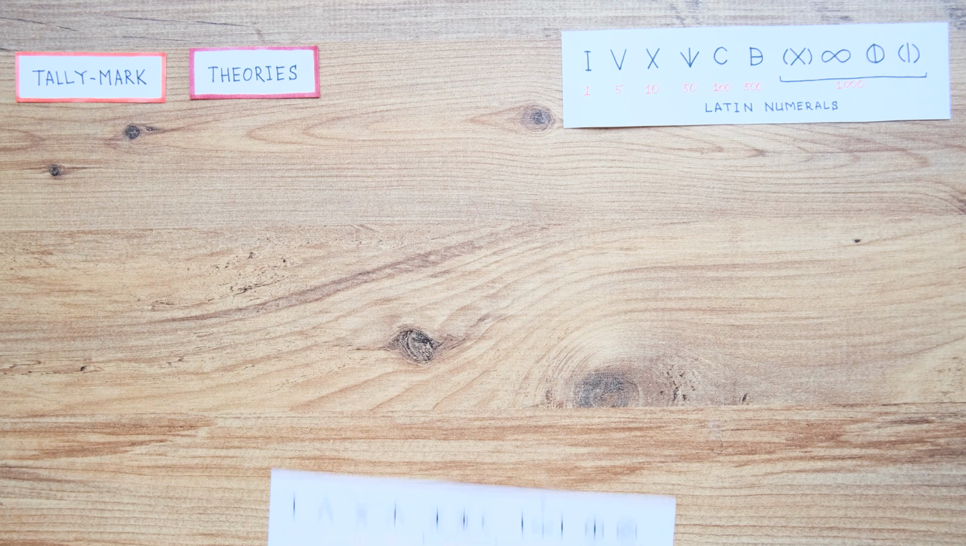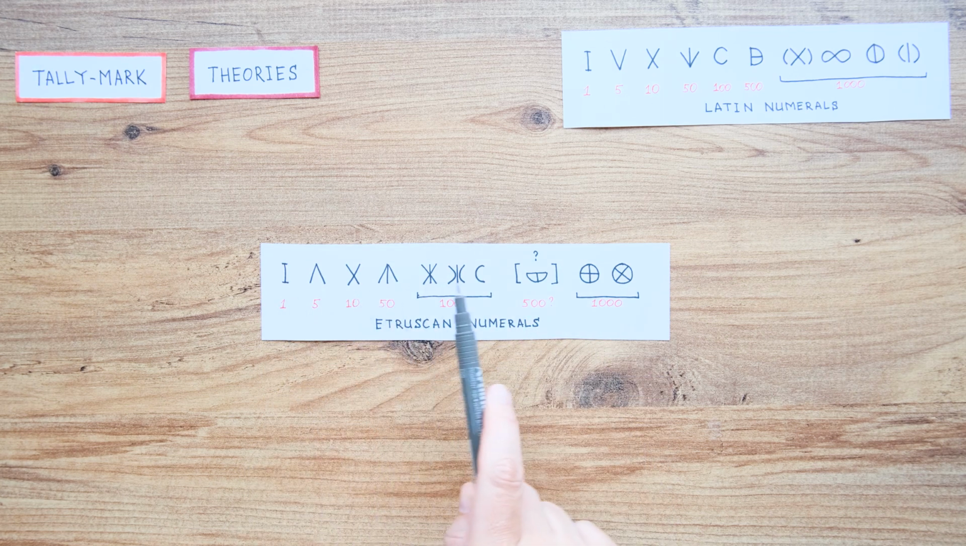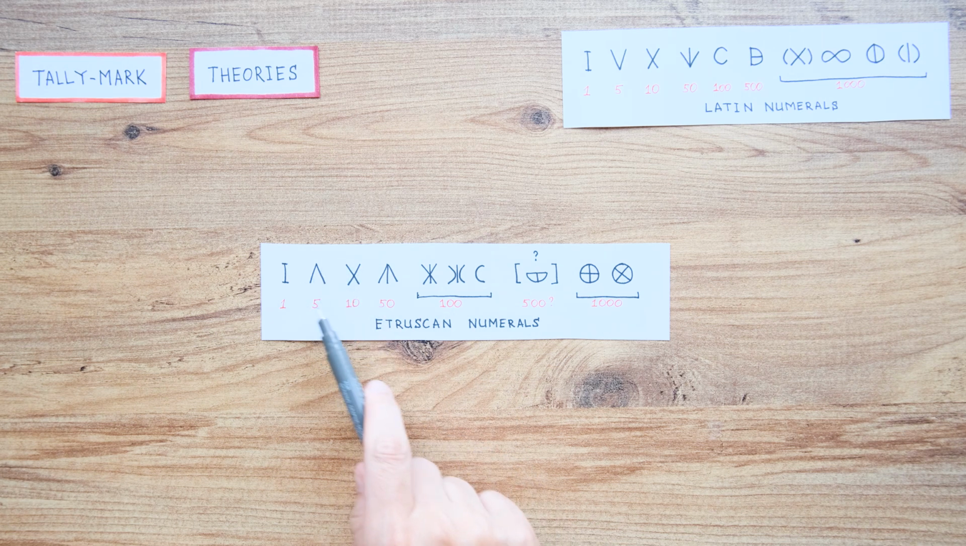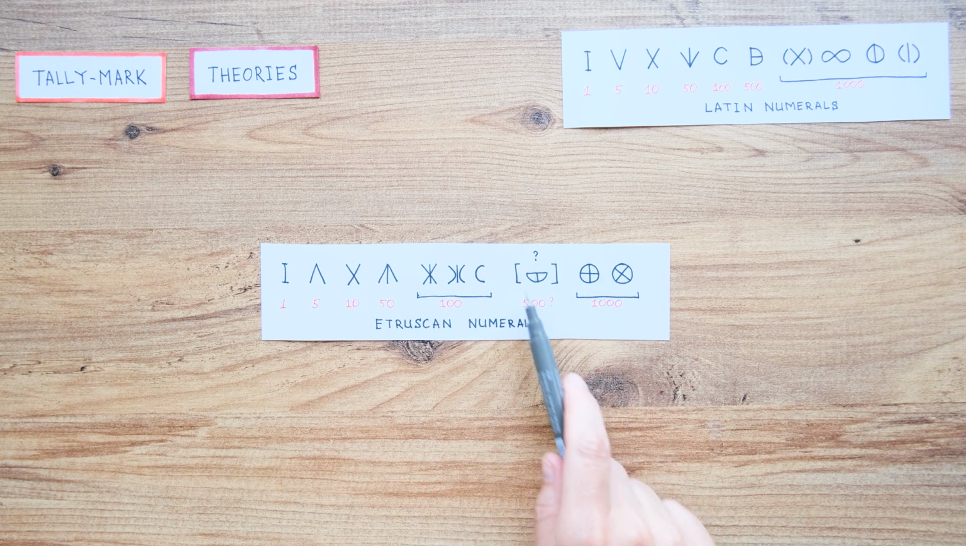Now look at known Etruscan numerals. 1 stroke, 2 strokes, 3 strokes. And look how nice half of the primary numerals gives us secondary number. We will talk about Etruscan numerals later, and now let's take a look at pictographical theories.